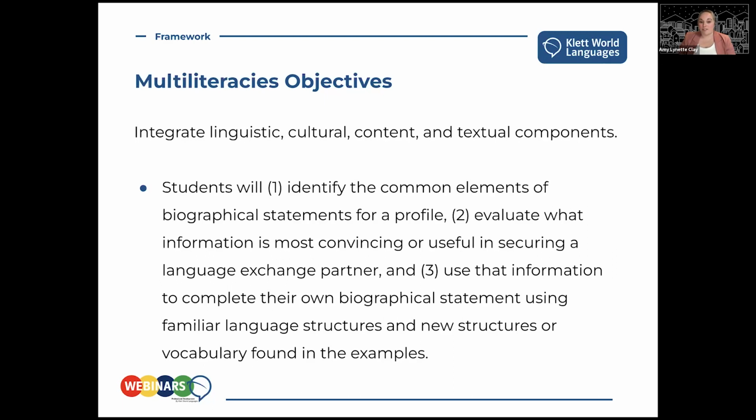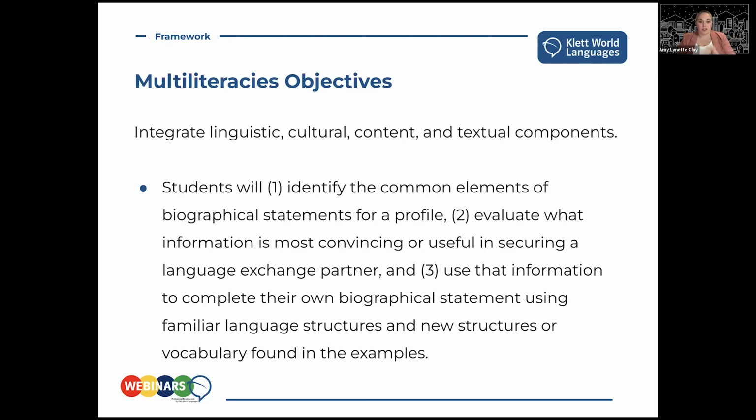Students will identify common elements of biographical statements for a profile, evaluate what information is most convincing or useful in securing a language exchange partner, and use that information to complete their own biographical statement using familiar language structures and new structures or vocabulary found in the example, or by using the present tense and adjective agreement in French, for example, right?